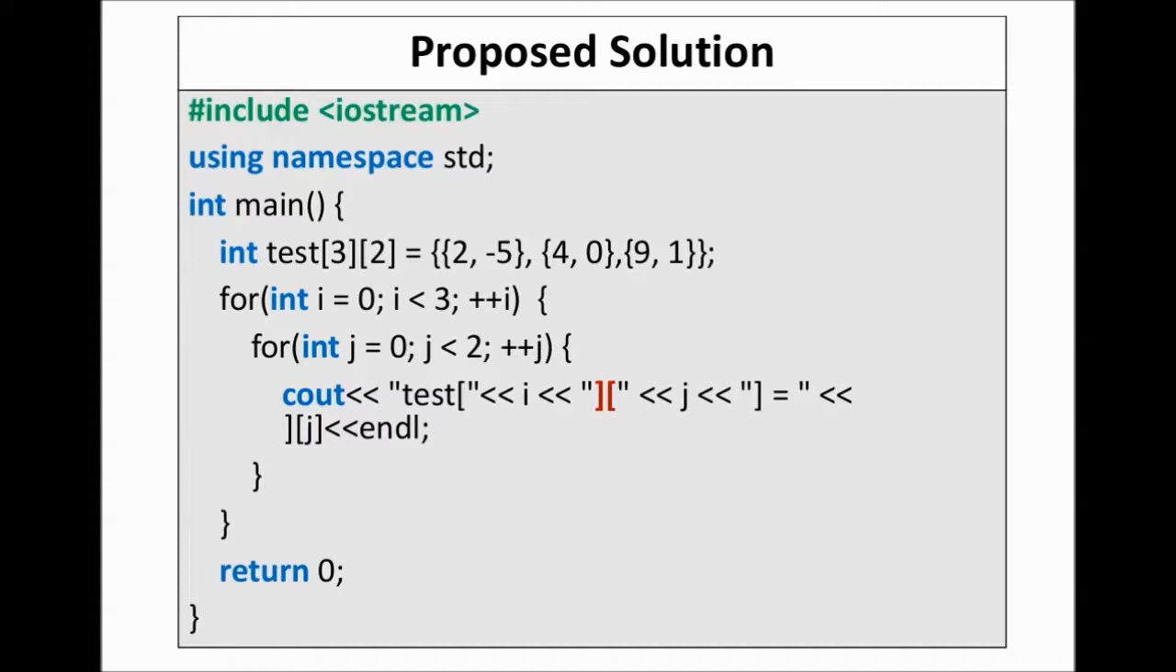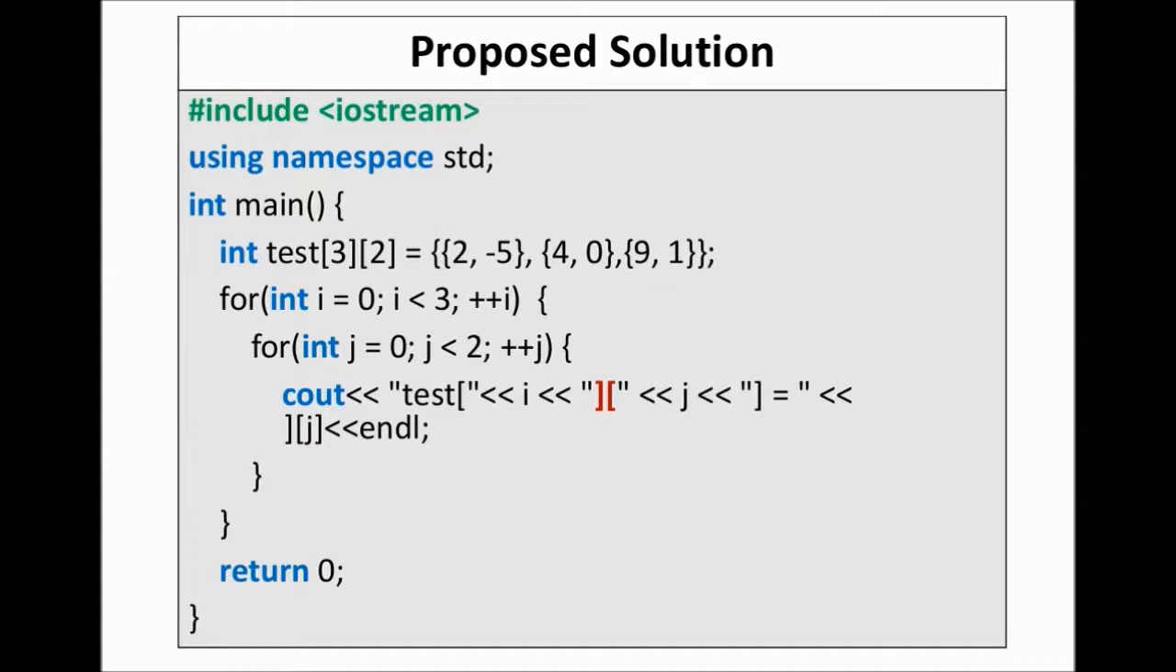When we want to display these values on the screen, we use nested loops. One loop for rows and a second loop for columns. We write for int i = 0, i < 3, as our number of rows is 3. For the second nested loop we use int j = 0, j < 2, as our number of columns is 2. So we use the condition j < 2.